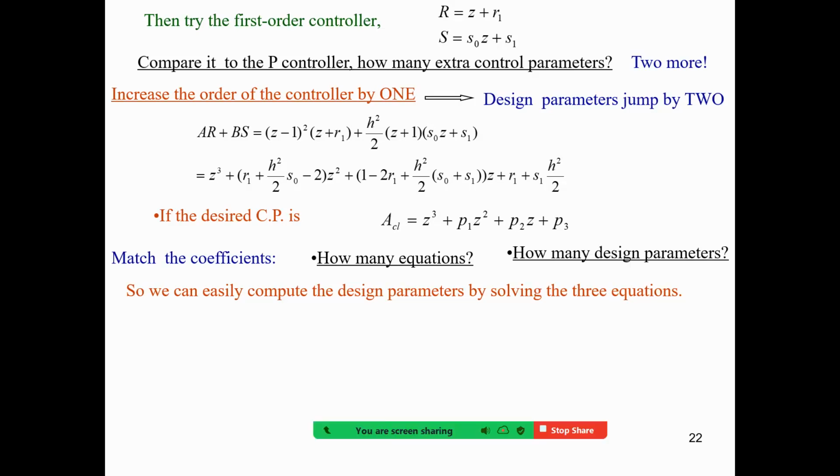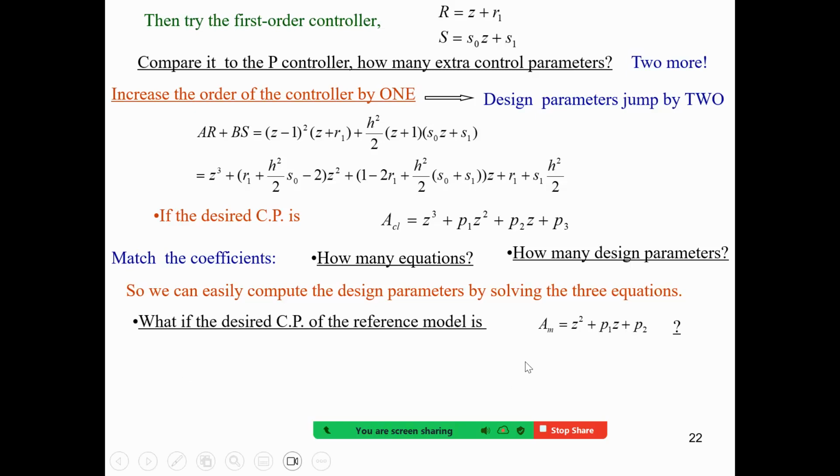So remember, if you find out you cannot solve it because of lack of freedom, you are the designer. You can design your controller, so always increase the order. You get more freedom then.